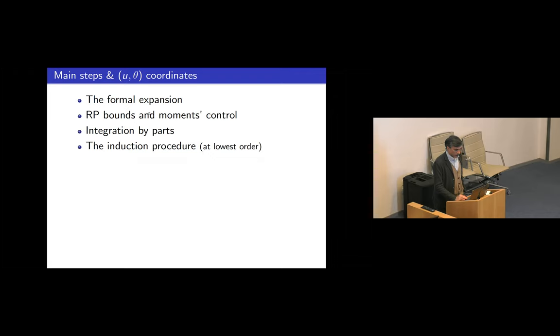I need to briefly review the a priori bounds on the moments following from reflection positivity that I just mentioned. Using these a priori bounds and integration by parts in a suitable representation of the Gibbs measure, we obtain a basic recursion formula for the correlation function that we use inductively to obtain the desired statement. Time permitting, I would like to describe the induction procedure at lowest non-trivial order. Let's see if I get to that point.